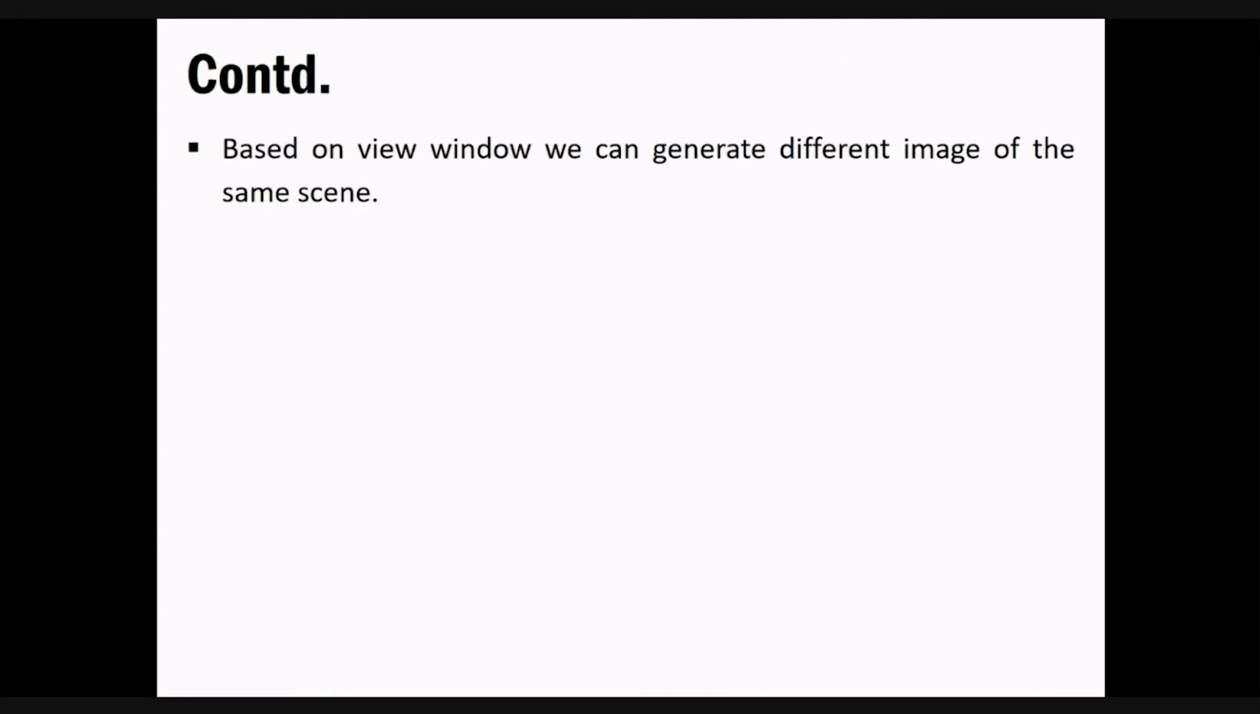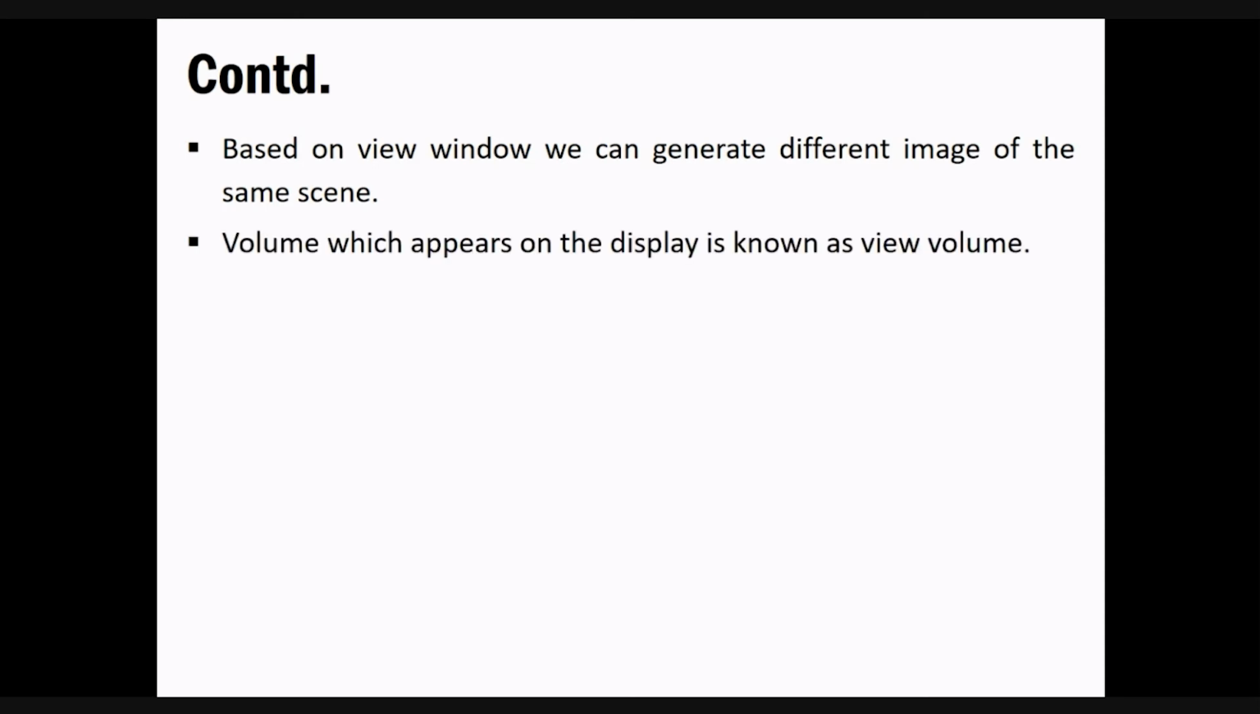Based on the view window, we can generate different images of the same scene. Based on the viewer's perspective, whatever you want to view can be displayed accordingly. The volume which appears on the display is known as the view volume. That can be defined by the user, or by the device you are using. If you want to display it on your monitor or on another output device, then it can be different.